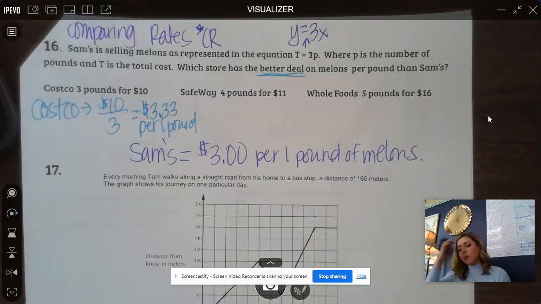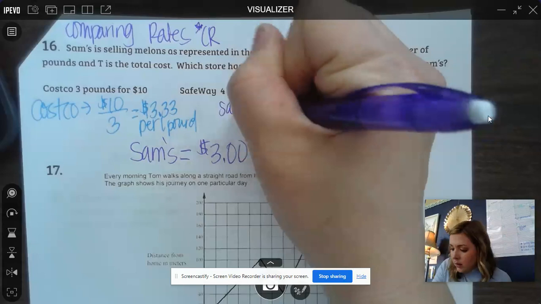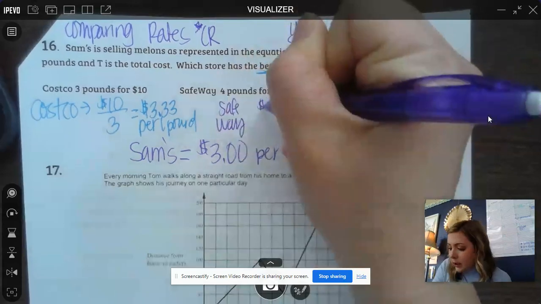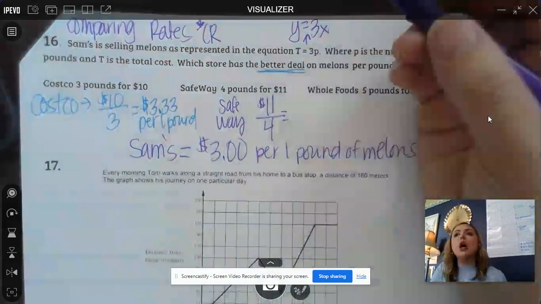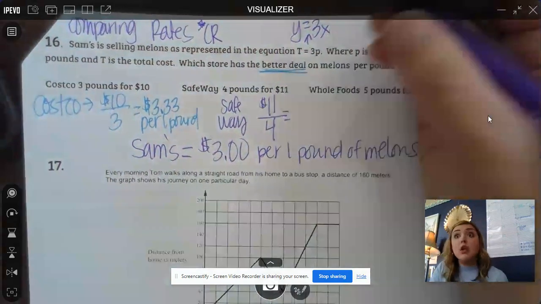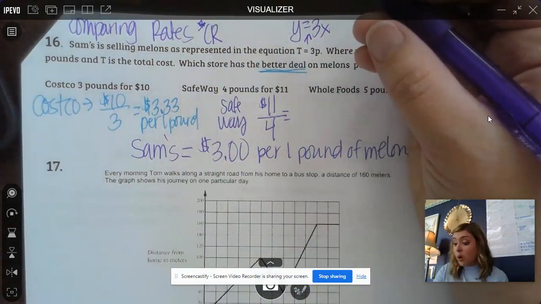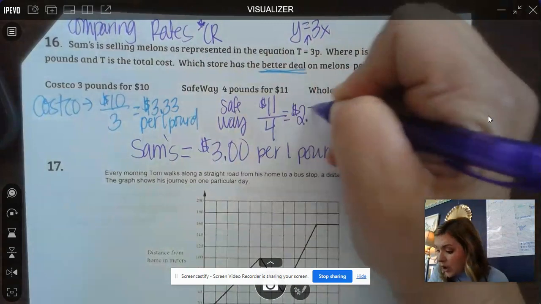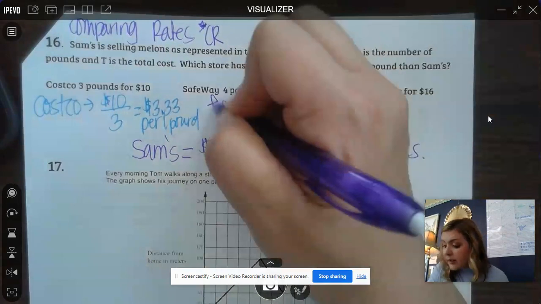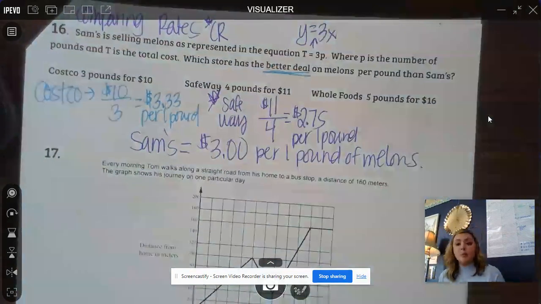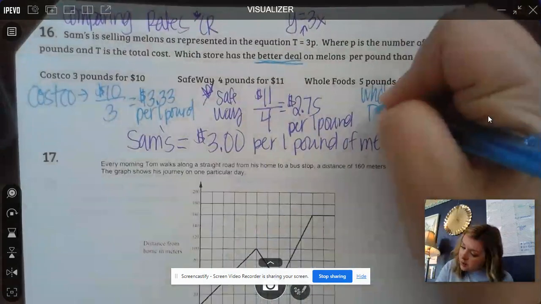Okay, so let's do the next one together. Safeway has $11 for 4 pounds. Tell me, what is the cost per 1 pound? $2.75. Is that a better deal? Yeah, so far that is the best deal. I need to check the last one. Okay, but so far Safeway has the best deal. Okay, let's check Whole Foods.